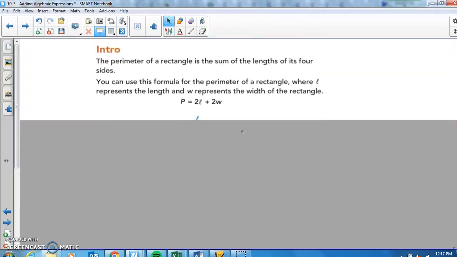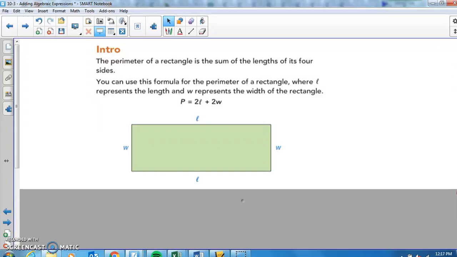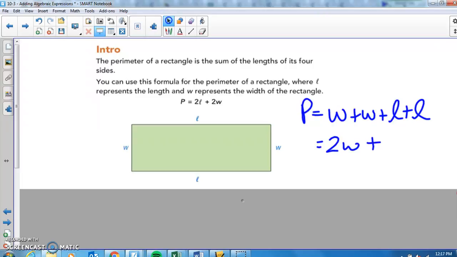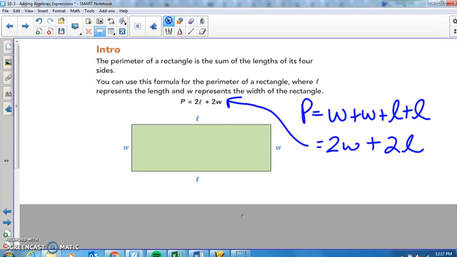All right, next thing. The perimeter of a rectangle is the sum of the length of its 4 sides. You can use this formula for the perimeter of a rectangle where L represents the length and W represents the width of the rectangle. Now we know a perimeter is adding all sides together. So I have 4 sides, so that'd be like adding W plus L plus L. I have 2 W's, so that gives me 2W. I have 2 L's, that gives me 2L. And that's where this equation or formula comes from. All right. Please let me know if you have any questions with this.